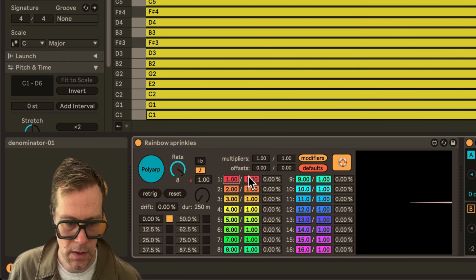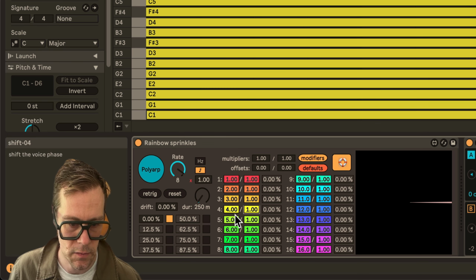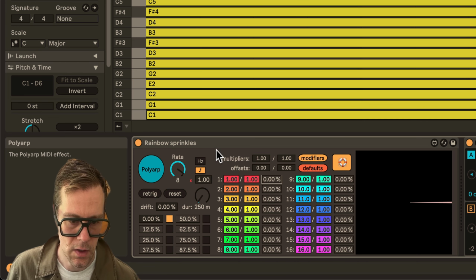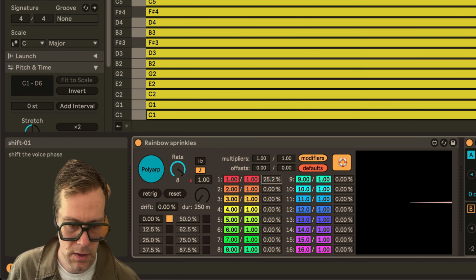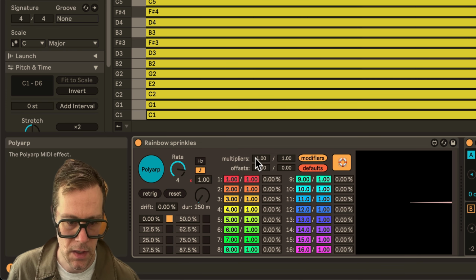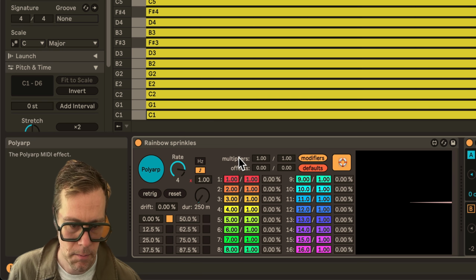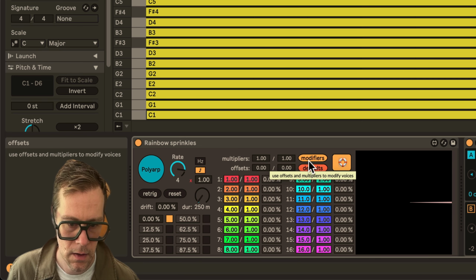We've looked at how you can manually create these different polyrhythms by specifying different ratios for each voice. You can also change the starting position of each voice with these percentage boxes to make them start at a different point in their repetition cycle. These boxes up here allow you to globally change all of the ratios by either multiplying the numerator and the denominator or offsetting the numerator and the denominator. And this toggle needs to be on for that to work.